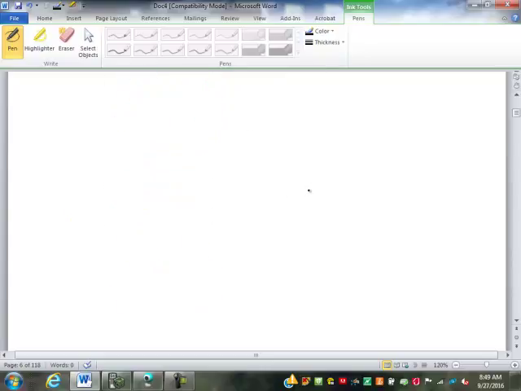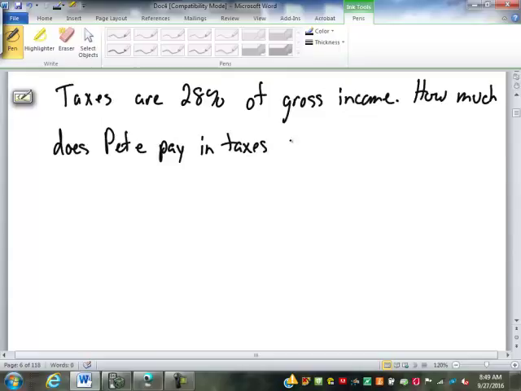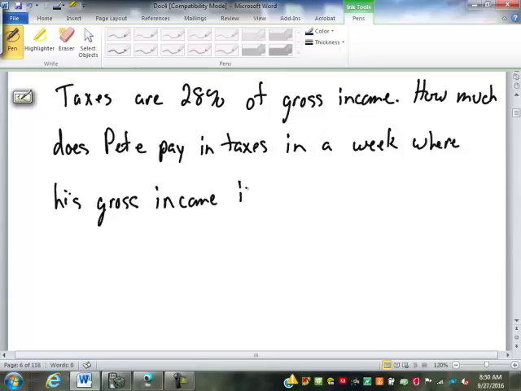For example, let's say that taxes are 28% of gross income. How much does Pete pay in taxes in a week where his gross income is $950?